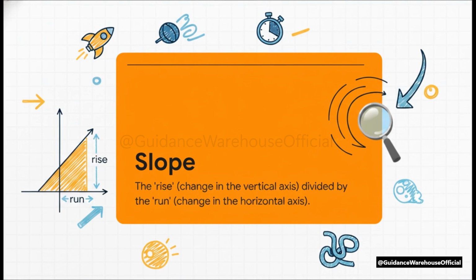So, quick refresher. What even is a slope? You definitely remember this from math class. It's just the rise over the run. In other words, it's how much the graph changes vertically, on the y-axis, divided by how much it changes horizontally, on the x-axis. That simple ratio, that's everything.